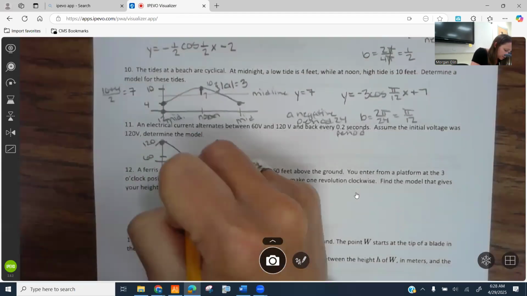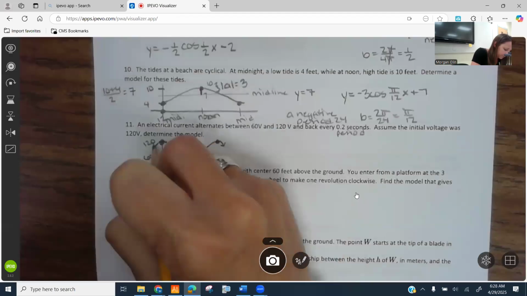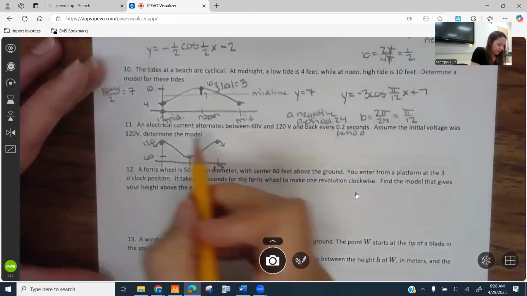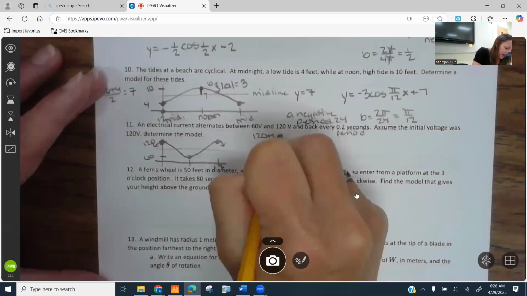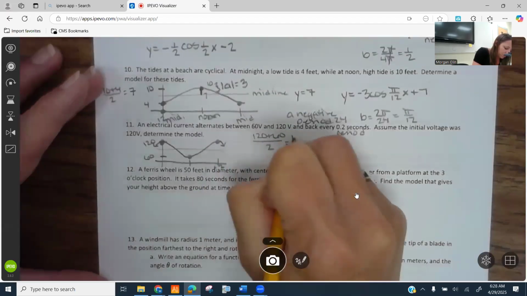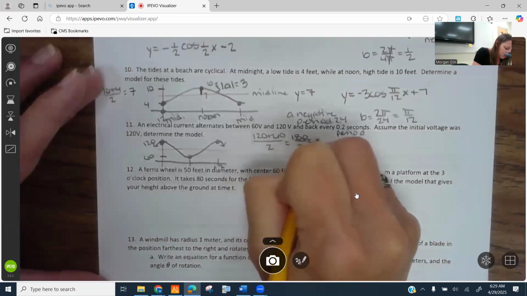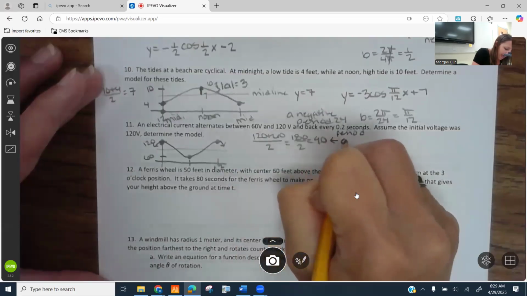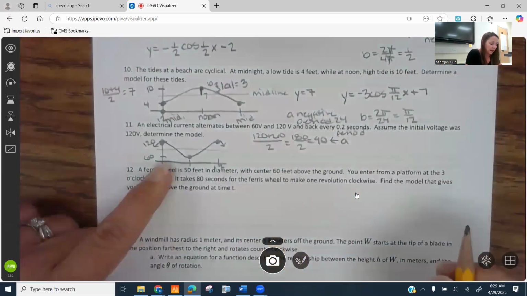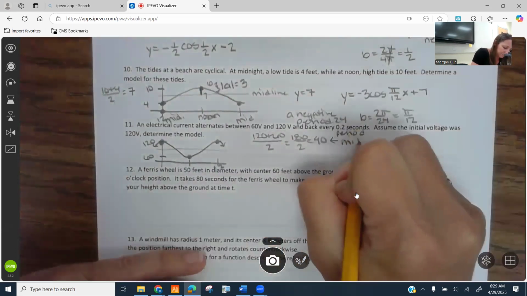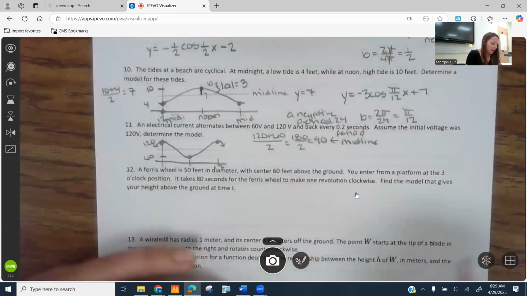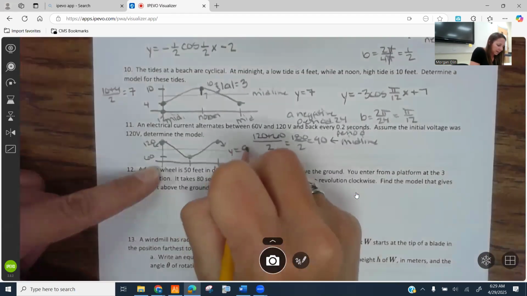All right, so let's look at this. I like to pick out the midline first. It's in the middle. Well, how do you find the middle of two numbers? Add them together and divide by 2. So that's 180 divided by 2, which is 90. This is K, or midline. So y equals 90.